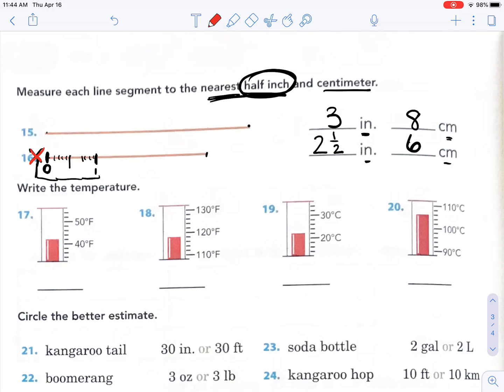Okay, it says write the temperature. Don't forget to label, boys and girls, because Fahrenheit and Celsius are very different.